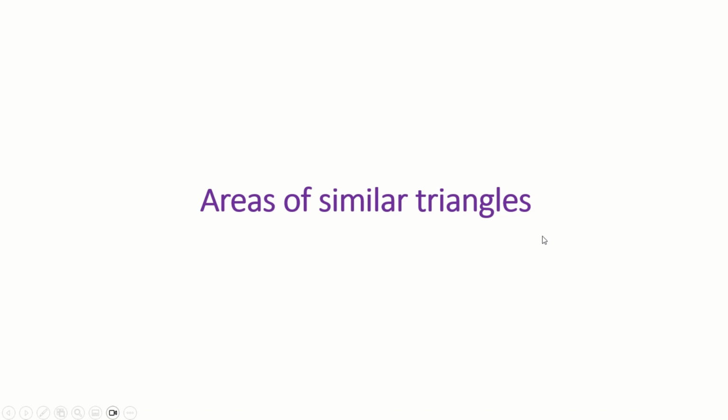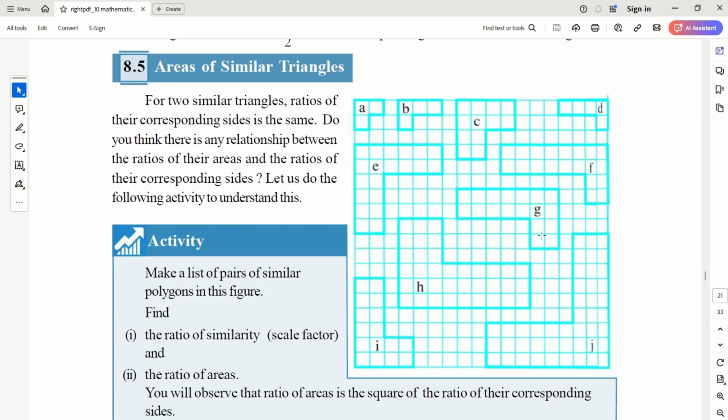Okay, areas of similar triangles. Now, so far we have learned that all the ratios with respect to similar triangles are the same, whether it is the ratio of corresponding sides, corresponding medians, corresponding altitudes, or corresponding angular bisectors, all are the same ratio, right? So do you think the area is also in the same ratio as the sides? Okay, let's do a small experiment to first understand whether it will be the same or not.